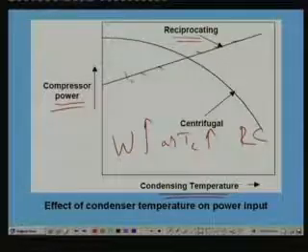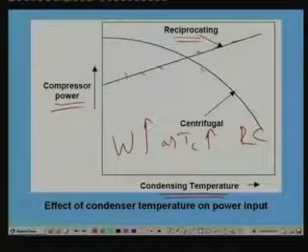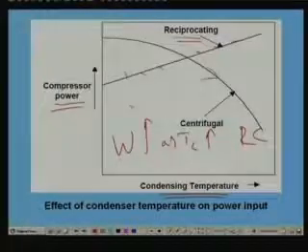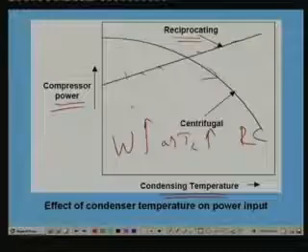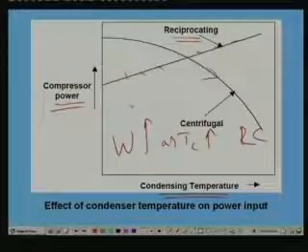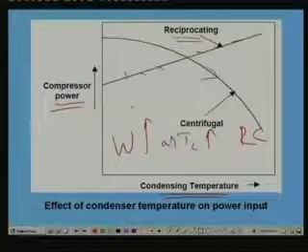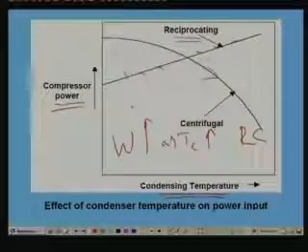But for the centrifugal compressor, as the condensing temperature is increasing, the power input is reducing. Why does the power input reduce as the condensing temperature is increasing? As the condensing temperature increases, the refrigerant capacity reduces because the mass flow rate reduces. The reduction in mass flow rate is much larger than the increase in the specific work of compression. As a result, the required power input reduces as the condensing temperature increases in case of centrifugal compressors.